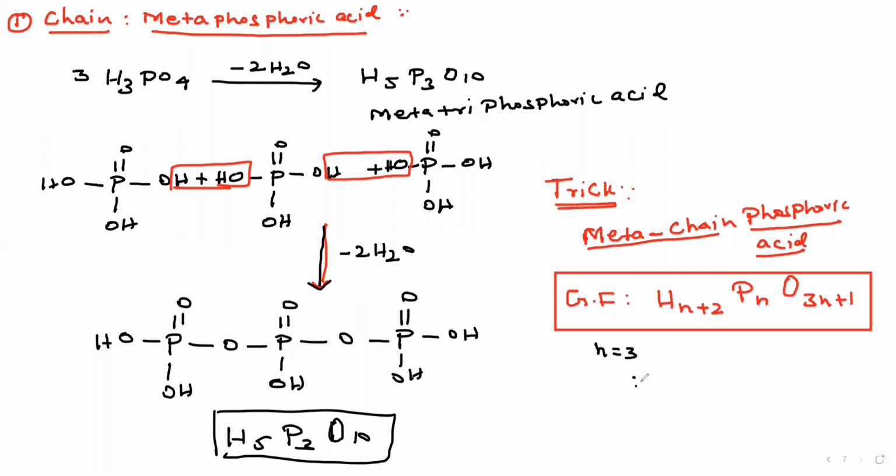What is the formula? H3PO3 plus 2, that's 5. Then P3 and 3 into 3 is 9, 9 plus 1 is 10. I get this formula. Simple, right? Then n is equal to 4: 4 plus 2 is 6, yes, 6. Then this is P6 and 4 3s are 12, 12 plus 1 is 13. Therefore, O13. Understand? Very simple.